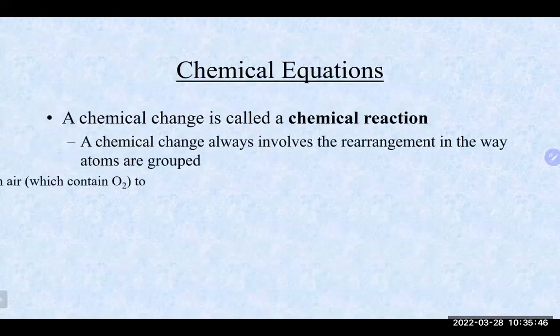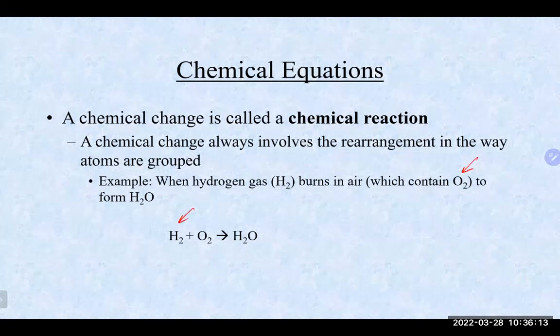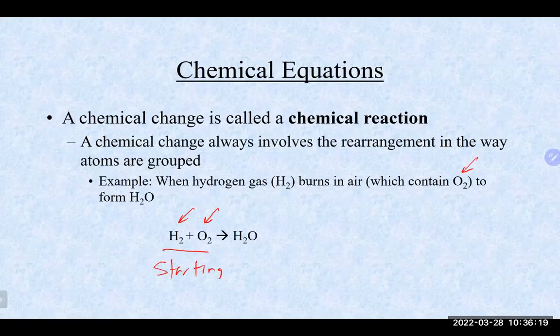So the major way that we represent chemical reactions is through a chemical equation. The chemical equation uses the symbols and the formulas for whatever is being reacted. There's a left-hand side and a right-hand side of the arrow, and we'll talk about what each of those means. When we take hydrogen gas and burn it in air, which is oxygen gas, to form water, this is the start of our equation. These are our starting materials over here on the left-hand side of the reaction, and these are what is formed over there on the right-hand side of the reaction.